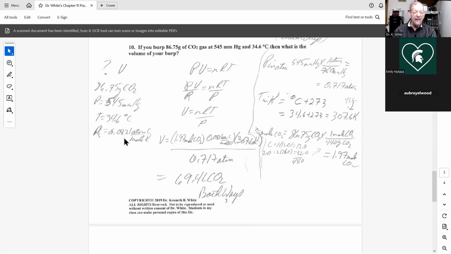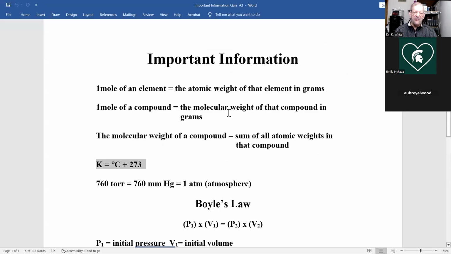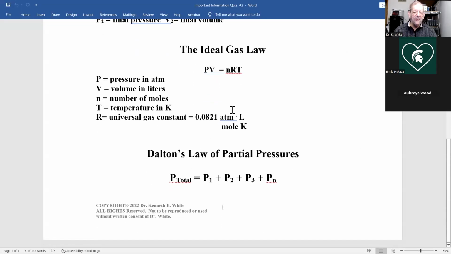and then you will be given R. Let me just show you. If you look at important information, quiz 3, you see here I give you the value of R. And I also am nice enough to tell you what temperature, pressure units should be in. Moles is n, temperature should be in Kelvin.